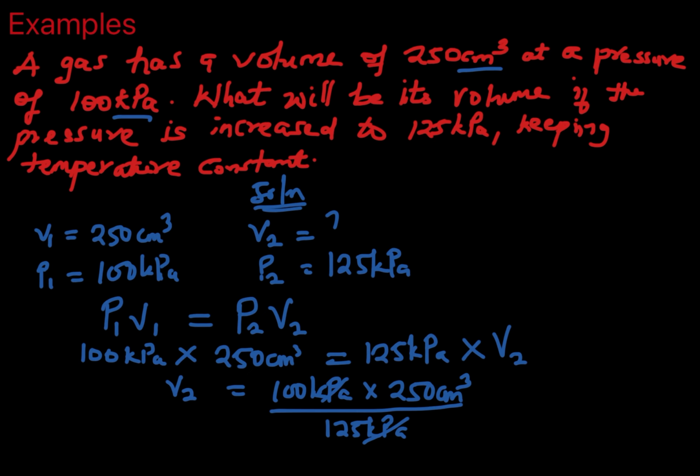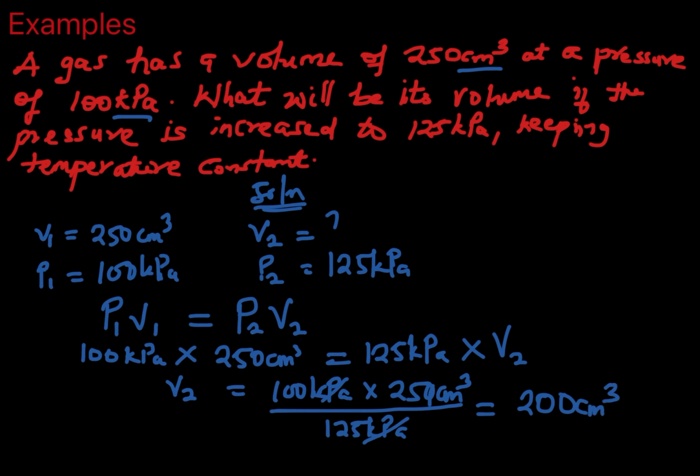We compute 100 times 250 divided by 125, and we have our answer to be 200. Since we are talking about volume and the only unit that is left in this equation is cm³, our answer is 200 cm³.